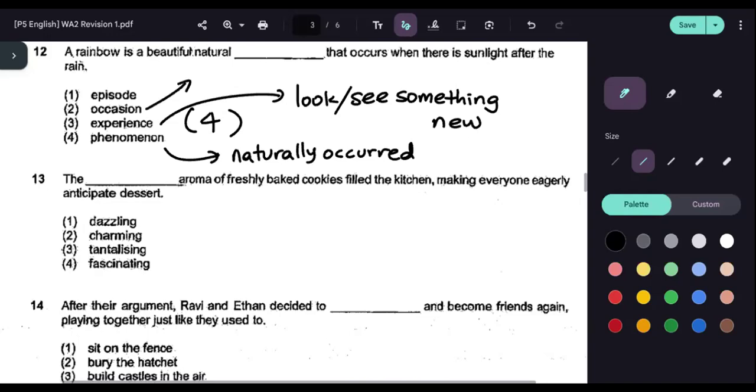Occasion means something happening once in a long while. So for example, when I say occasion, I could say I went for a wedding occasion. Okay, episode, we don't need to talk about it.